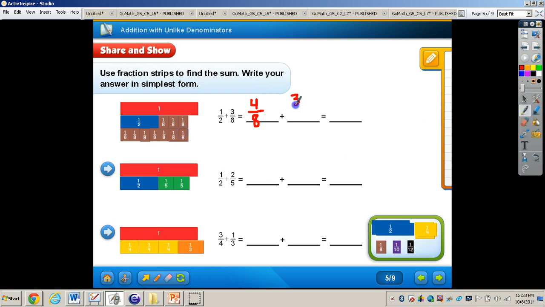So 4/8 plus 3/8. You can see with my fraction strips I have 1, 2, 3, 4, 5, 6, 7/8. Whenever we add fractions with like denominators, just add the numerators. 4 and 3 gives me 7/8 for the answer. So you can see the process. You start out with the greatest fraction strip and then keep going down, and you can see 7/8 is the answer. Now I want you to do these next two all by yourself using your fraction strips. When you're finished, you can press play and I will have the answer for you. So pause the video now.